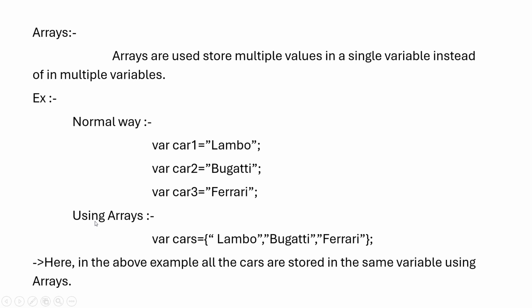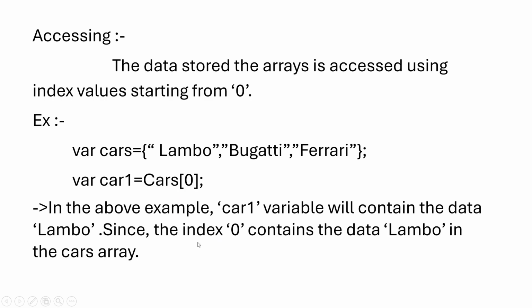But here we are using an array: var cars = Lambo, Bugatti, Ferrari. We are storing all these cars in a single variable, and we can access the data using indexes. Indexes start from zero. If we use cars[0], which means cars and in square brackets zero, it will take the value of Lambo. If one, it will take Bugatti.